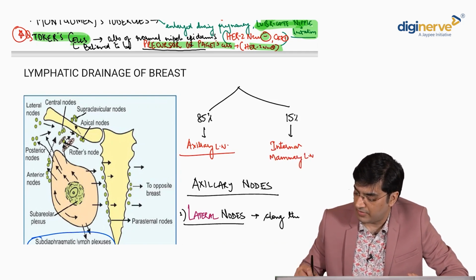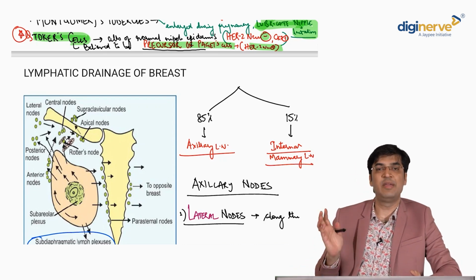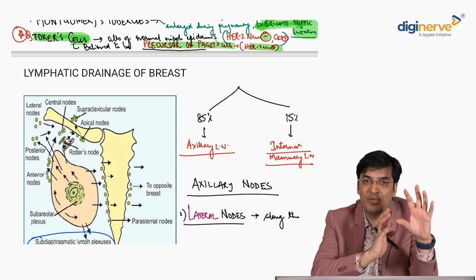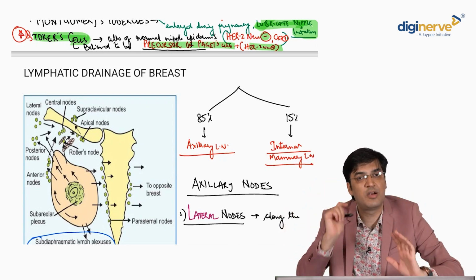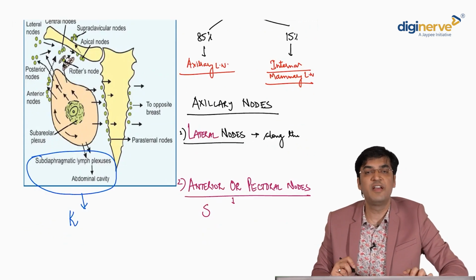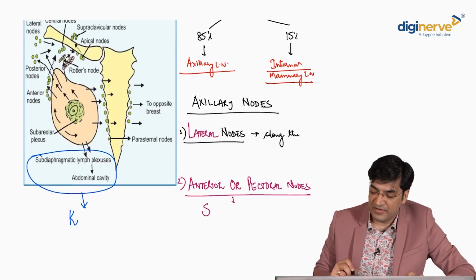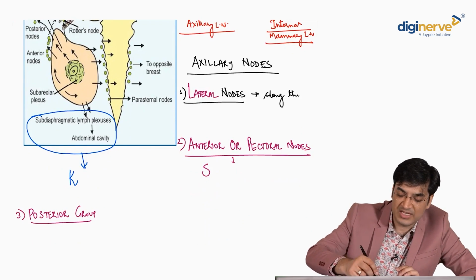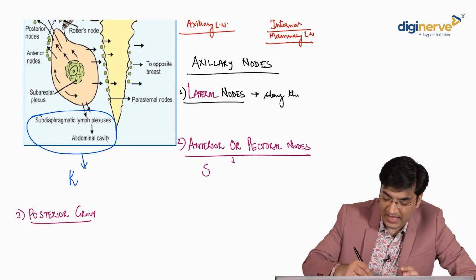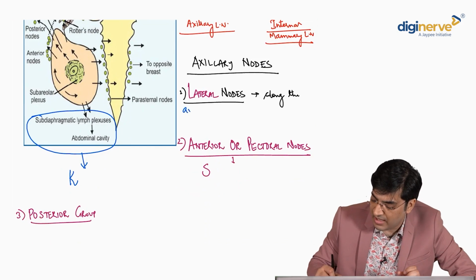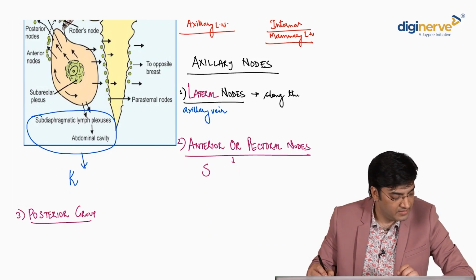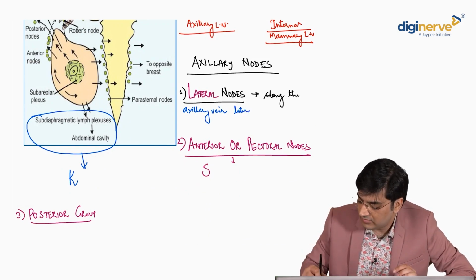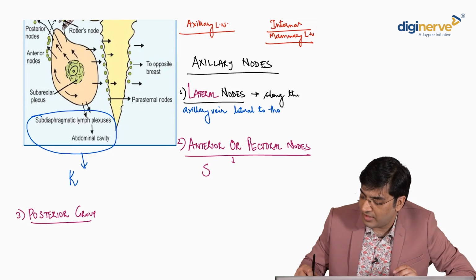Axillary lymph nodes have been classified based on anatomical principles as well as surgical concepts. First, let us read about the anatomical classification of the axillary lymph nodes. The first one is the lateral nodes, which are located along the axillary vein, and they lie lateral to the thoracodorsal pedicle.